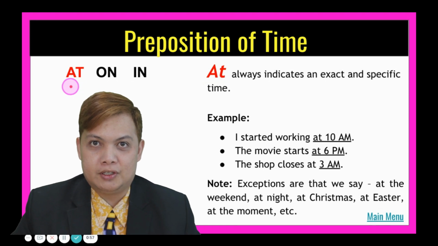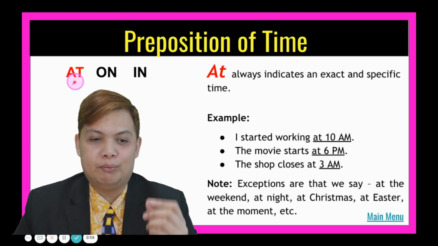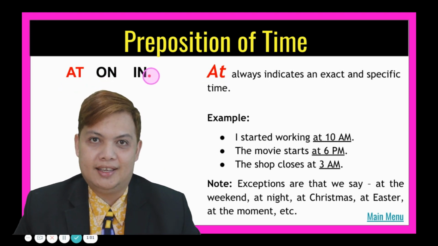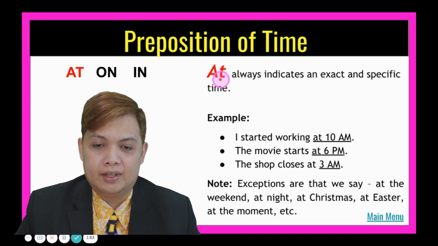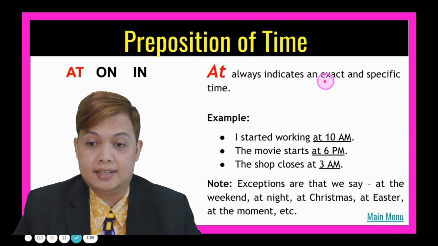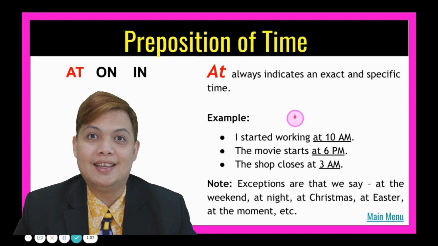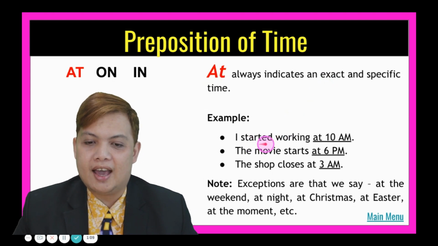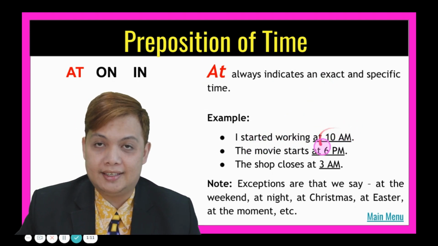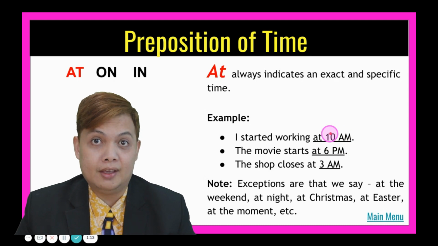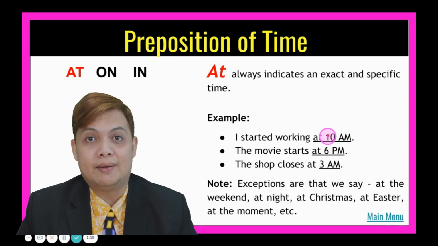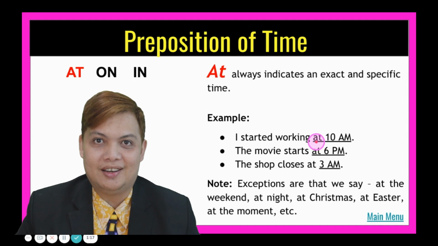Our preposition of time in our book, we have at, on, and in. Let's start with at. At always indicates an exact and specific time. Let's take the following sentences. I started working at 10 a.m. 10 a.m. is an exact and specific time, so we use at right over here.